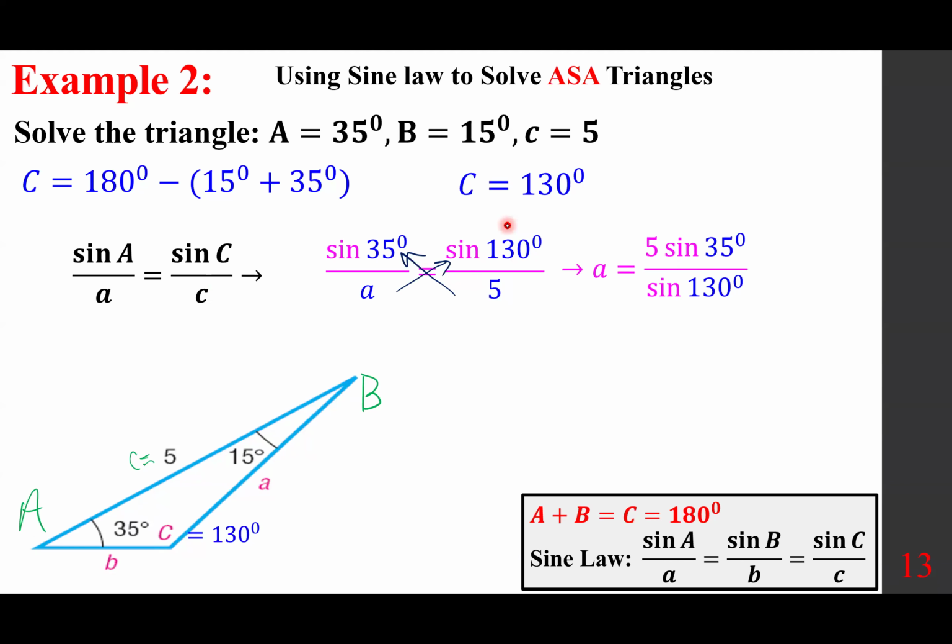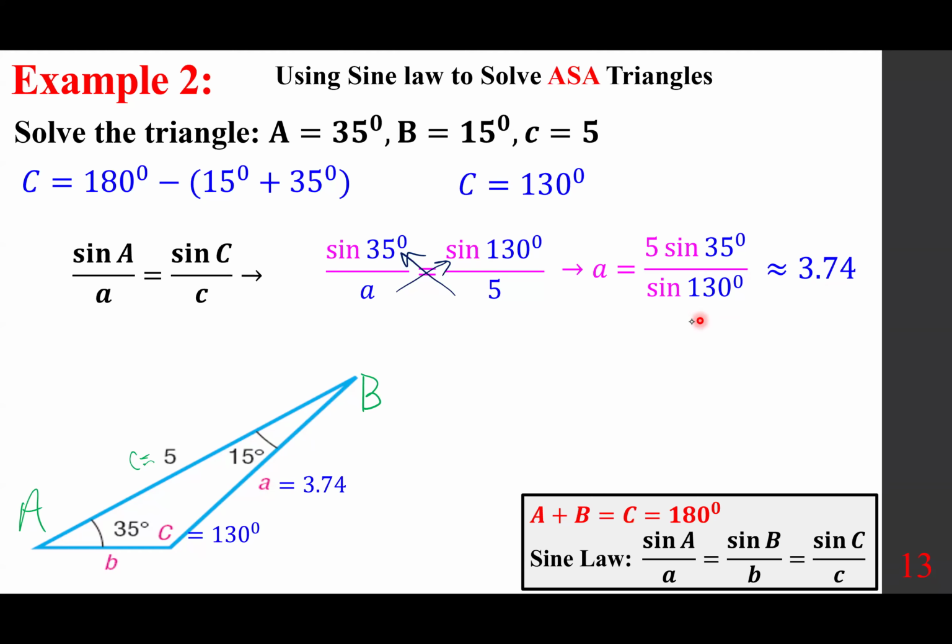Just as we did last time, we have to put it into a calculator. They are not common angles. You put it in, and with a couple of decimals, you approximate it to be 3.74. So a is found to be 3.74.